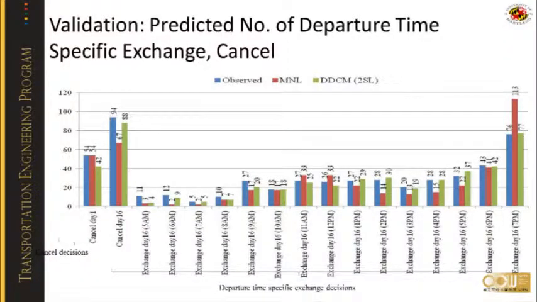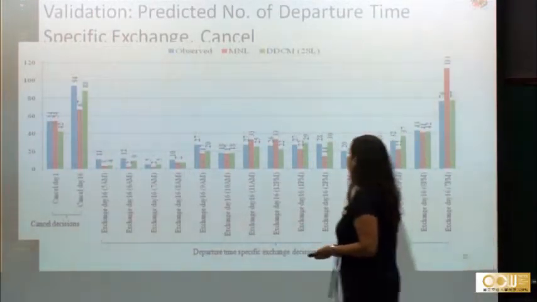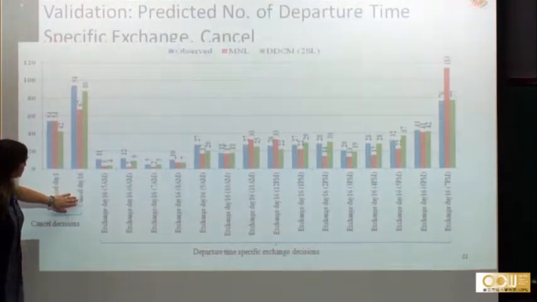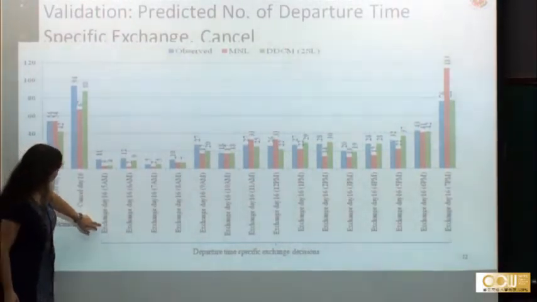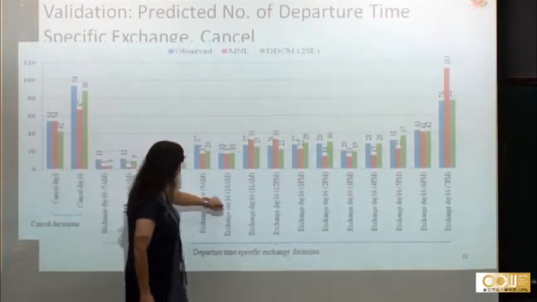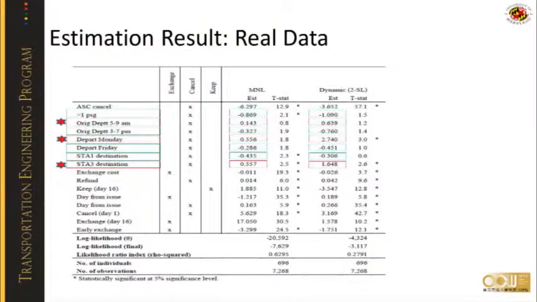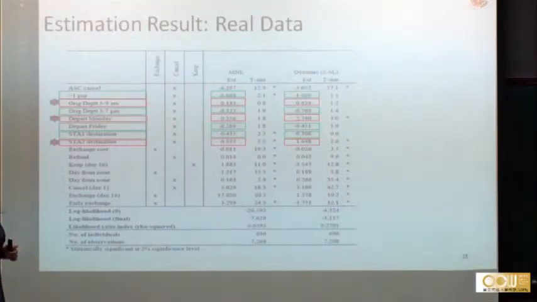You see that you can also apply this to the different departure times. So you have cancel, and you have exchange for the different departure times. This is real data. So what you have seen before was simulated data. This is the real data for which, of course, we don't have the true value, right?